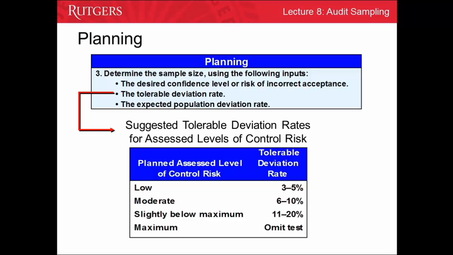A low tolerable deviation rate, such as 3 to 5%, is used when the auditor plans to test the effectiveness of a highly important control. A higher tolerable deviation rate, like 6 to 10%, is used when the auditor plans to test the effectiveness of a moderately important control. The tolerable deviation rate is inversely related to the sample size. The lower the tolerable deviation rate, the larger the sample size.